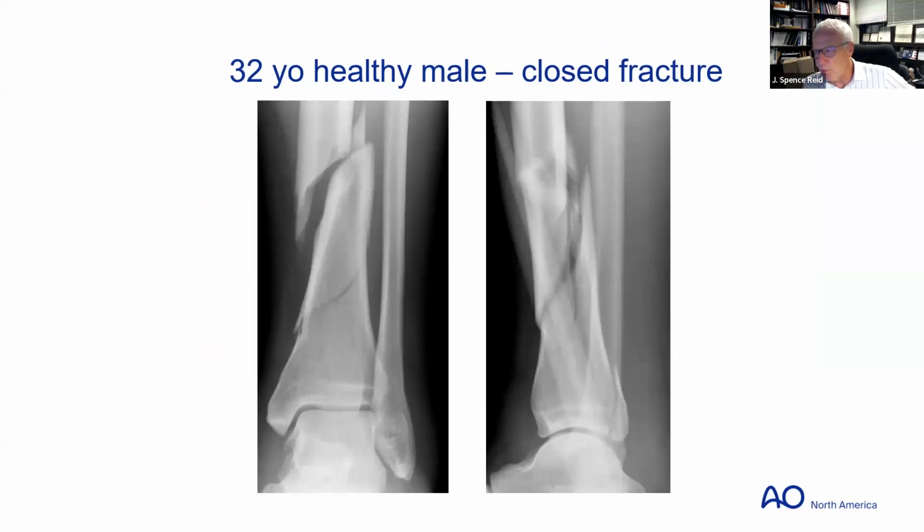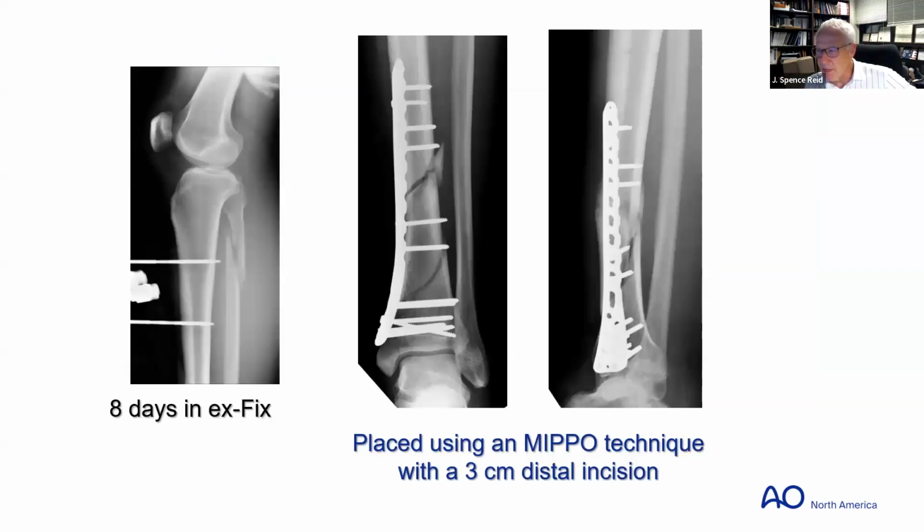So this is a 32-year-old, closed fracture, non-smoker, and this is an older case. He was in an X-fix, and this is a distal tibial locking plate that was put in through a MIPO technique with a 3-centimeter distal incision, slid up, and percutaneously screws were placed. Okay. And we're like, okay, this looks okay. You can make an argument, maybe it's not perfect, but we were happy with it.